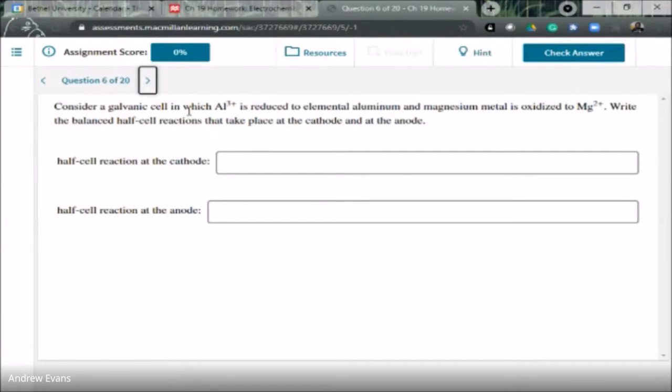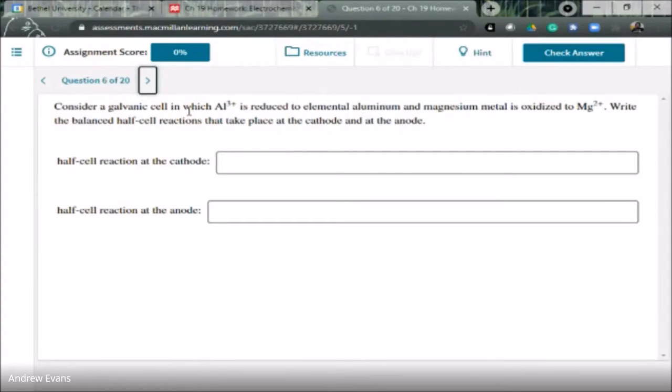Okay, so galvanic cell where aluminum is reduced to aluminum metal. And I think they must be writing the cathode on the left. The cathode to anode. I'll have to look. But either way, the anode is where the oxidation occurs, and the cathode is where the reduction occurs. So no, it's anode and cathode.